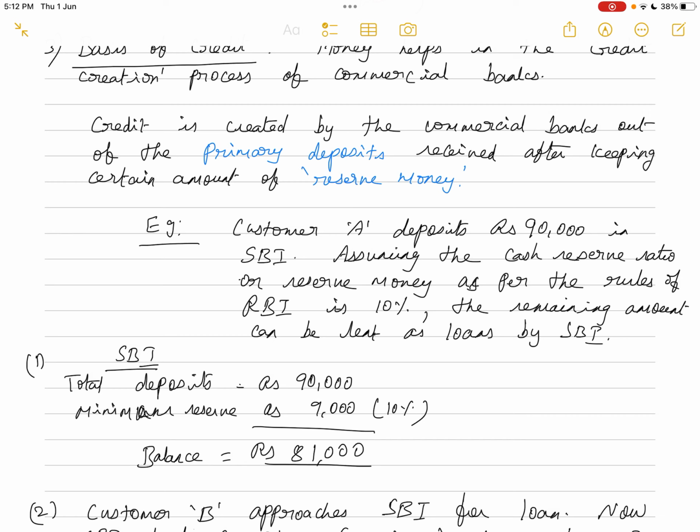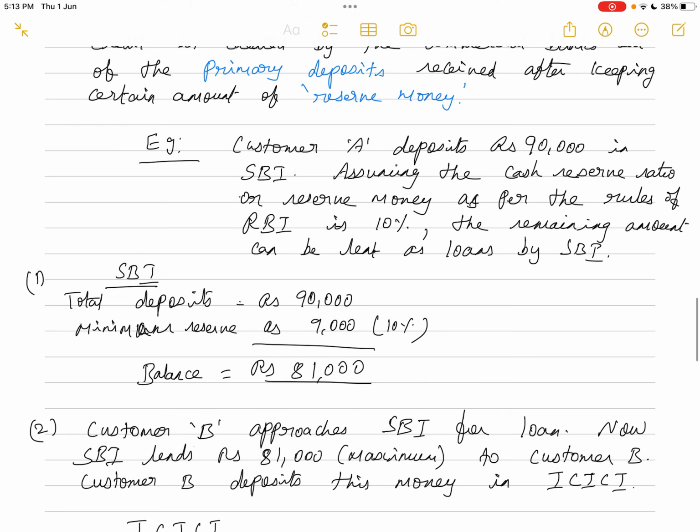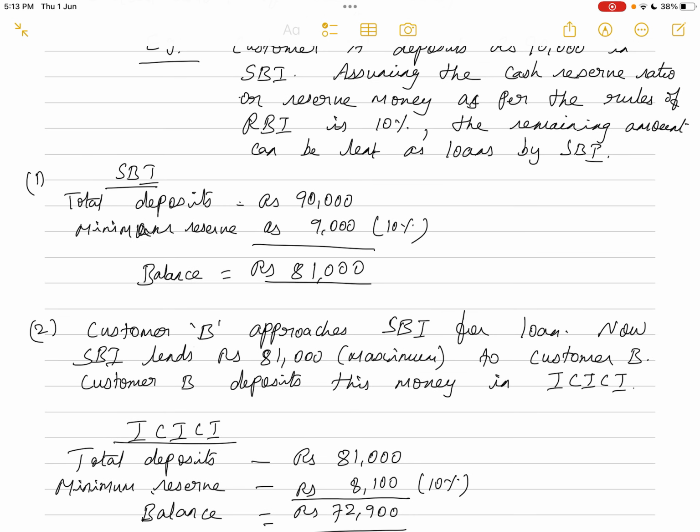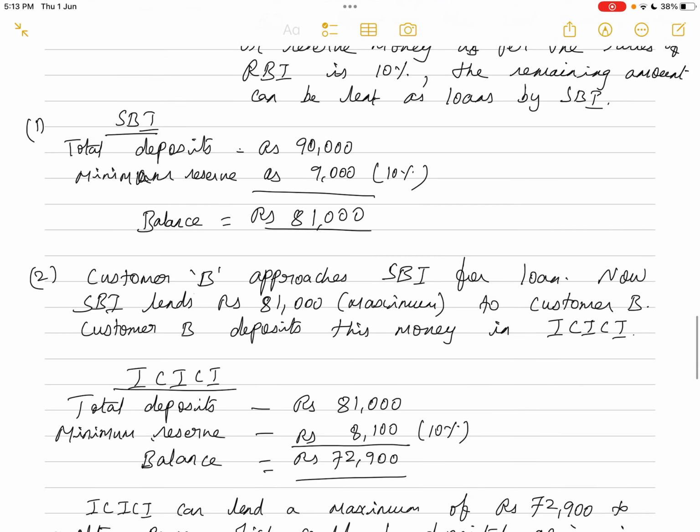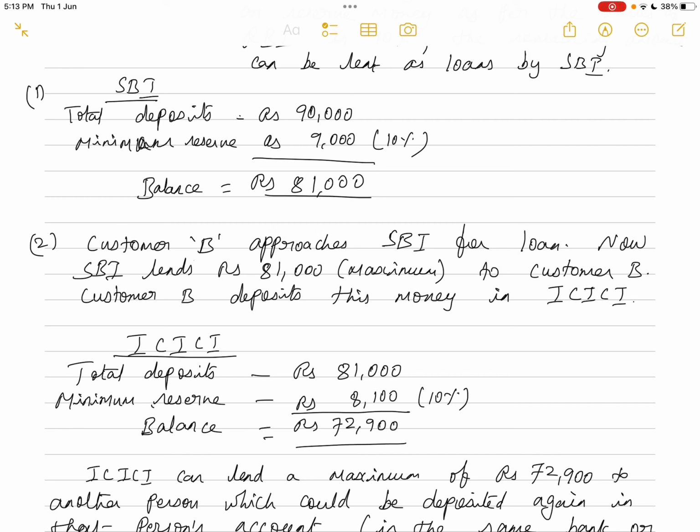As per the rules by RBI, SBI keeps 10% as reserve, and the remaining amount can be lent as loans. So what will happen? Total deposits are rupees 90,000. For convenience, let us assume only customer A, and the total deposits received by SBI is rupees 90,000. How much does SBI have to keep in reserve? Minimum reserve as per the rules of RBI is 10%, that is 9,000. So the balance 81,000 SBI can lend in the form of loans to another person.